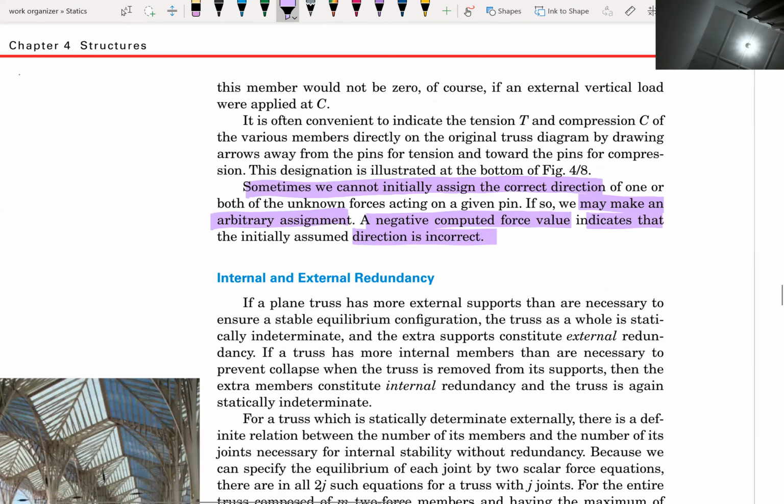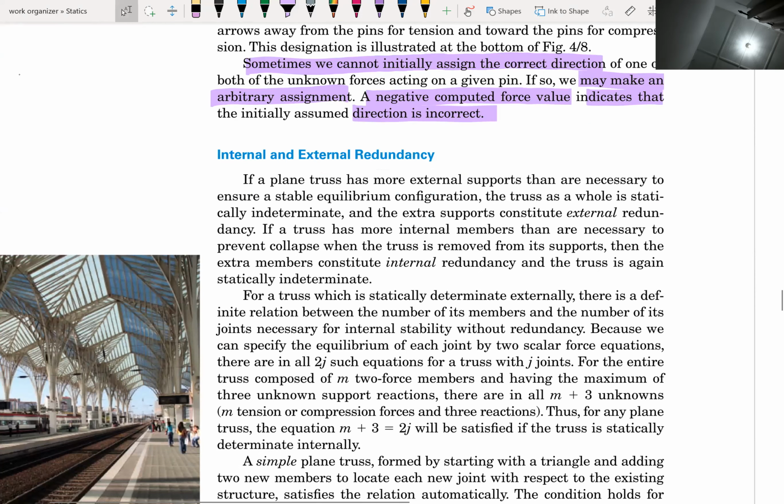Now we go for internal and external redundancy. If a plane truss has more external supports than are necessary, this is what we call external redundancy. If it has more internal members than are necessary, we call it internal redundancy.